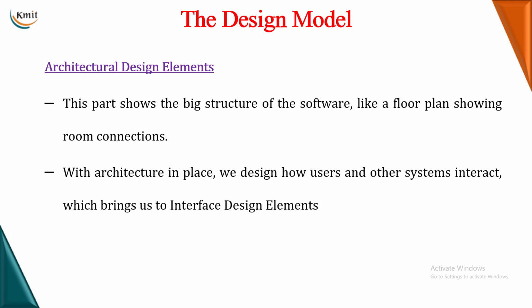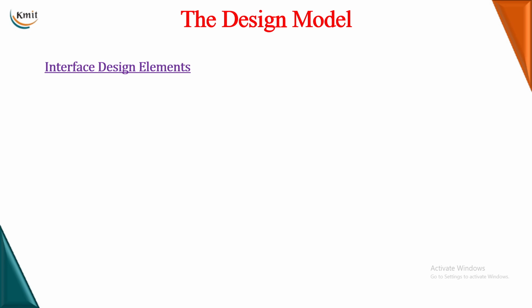The next one you have is the architectural design element. Here you should be describing the bigger structure of your software. For example, you are creating a floor plan for your house. You have to show what the different rooms are, how they are connected with each other, and how many floors there will be. You have to give a bigger plan of it. That is called the architectural design, which gives you a bigger structure of the software that you are developing.